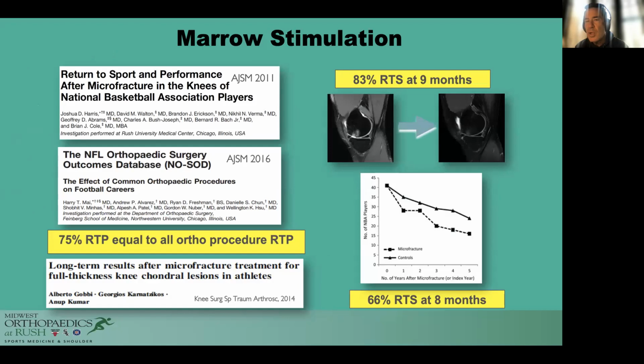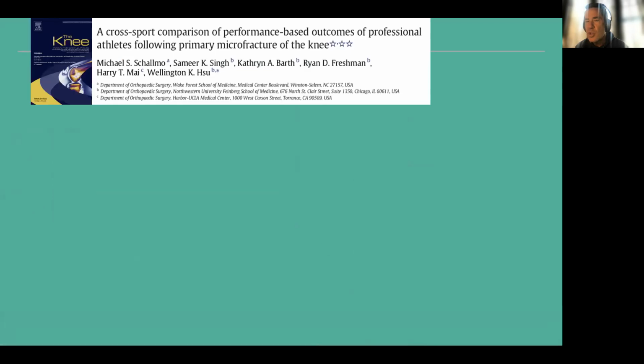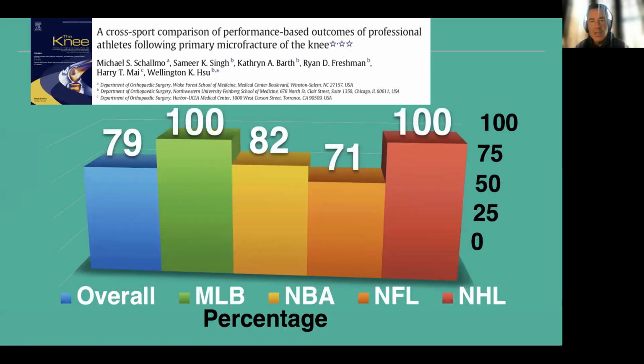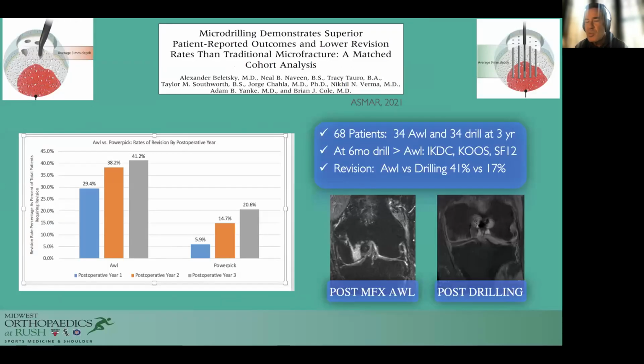Marrow stimulation has shown excellent return to sport rates as high as 80% in 9 months in some studies, and it might be equal to other orthopedic procedures when other variables are normalized. This study looked at a cross-sectional analysis of virtually all high-level sports, showing very good return to sport rates in terms of percentages. There's been some evolution, however, in marrow stimulation. We've investigated the role of drilling compared to use of a standard microfracture awl and showed that our awl versus drilling revision rates were 41 versus 17% respectively.